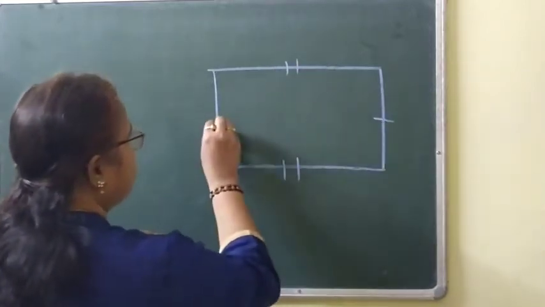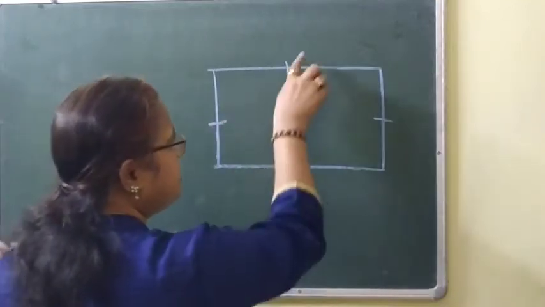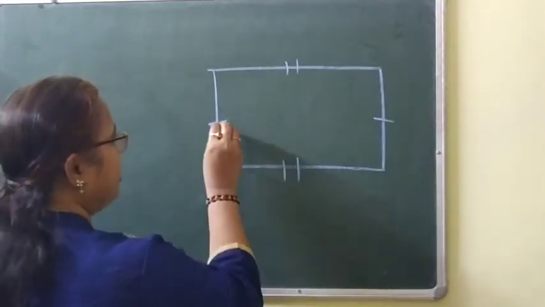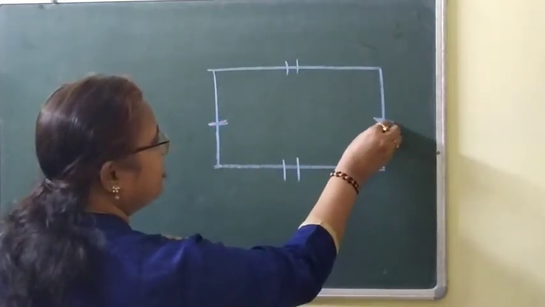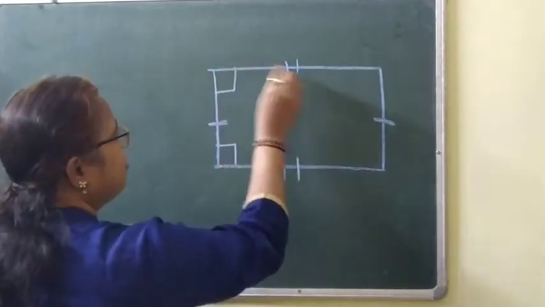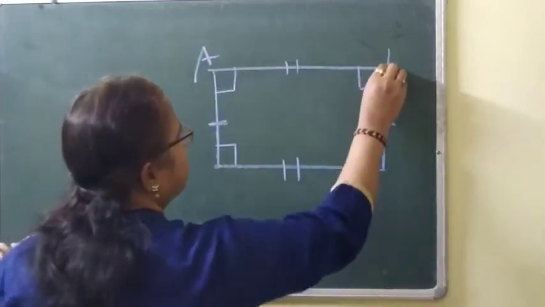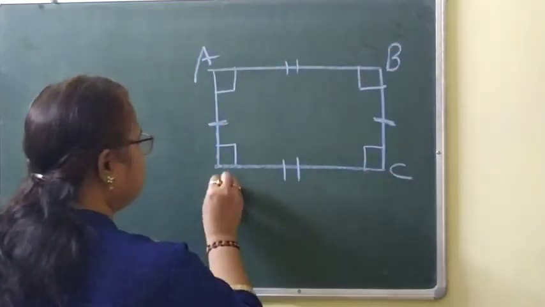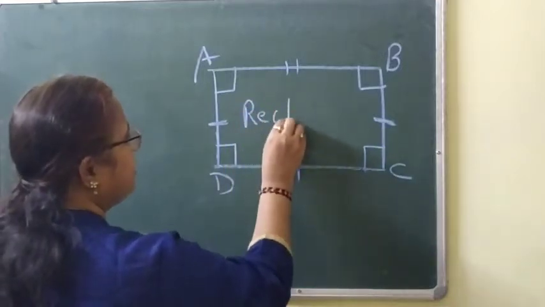Clear? So two lines here, two lines here also, means these two sides are equal. Here one line and here one line, means these two sides are also equal to each other. And each angle is equal to 90 degrees. This one is A, this one is B, this one is C, this one is D. So this is a rectangle.